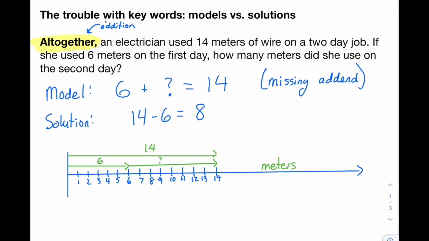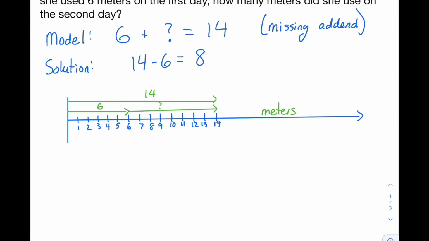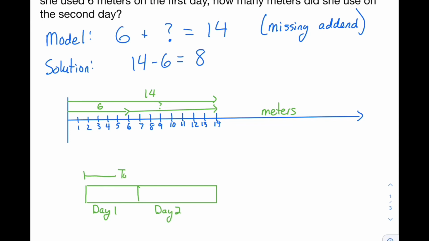Another way to represent this would be with what we call a strip diagram or a bar model. So with a strip diagram or bar model, we don't worry a whole lot about having relative amounts correct. So what I mean by that is I'm going to draw a strip or a bar right here, and I'm going to split it into 2 parts, and it doesn't matter if I've split it correctly. It's more important the number of parts, 2 parts. So I'm going to label this day 1 and day 2. And then across the top, I'll have my total amount.